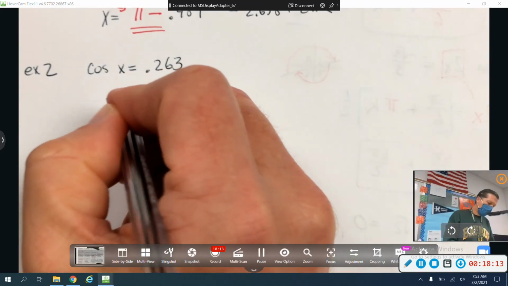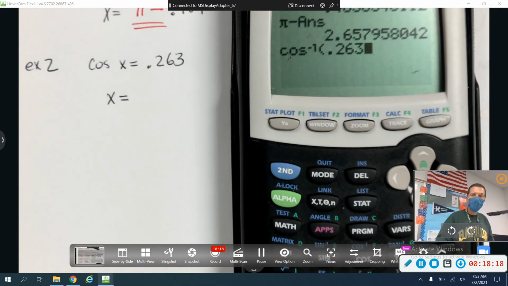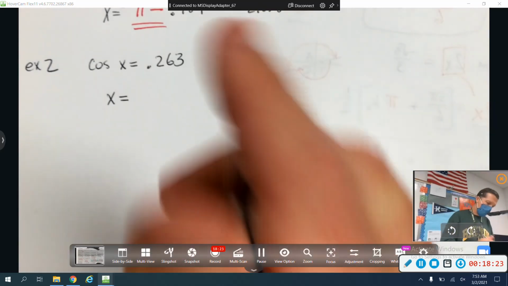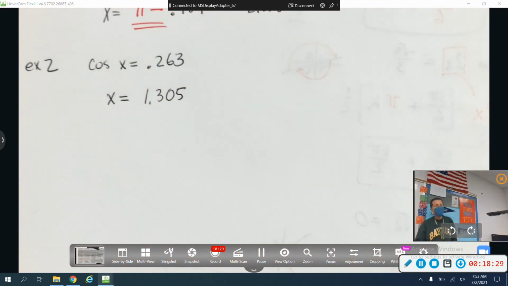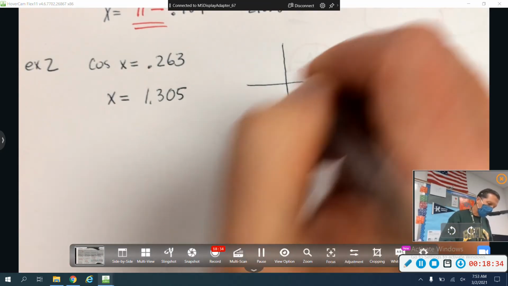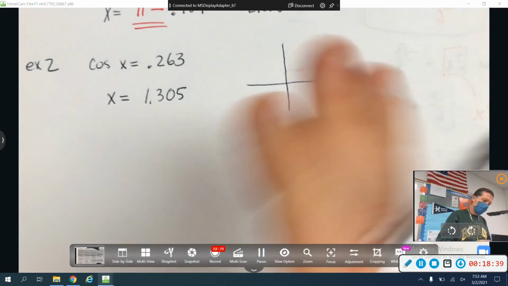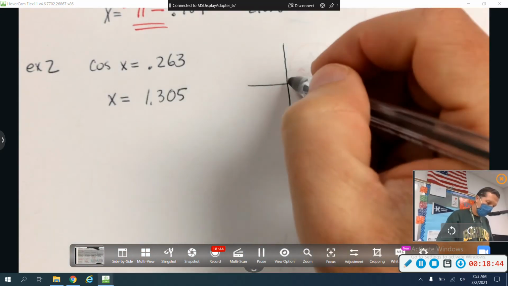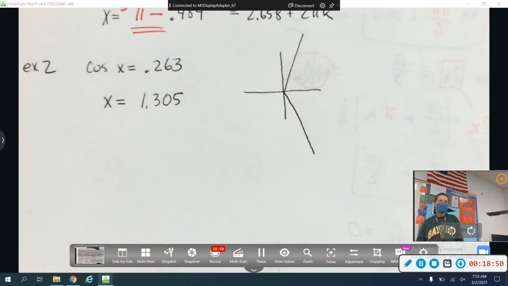Let's see. The first answer is really easy. I could just go to the calculator and do inverse cosine of 0.263. 1.305. But we've done enough problems to know that there's probably two answers. So let's do a quick sketch and see if we can think where the other answer is. Cosine is positive where the left-right is positive, so it's positive over on the right. So something in the first and something in the fourth.